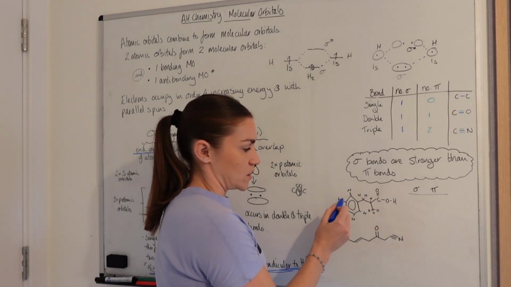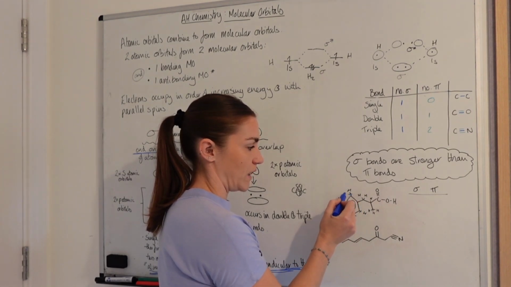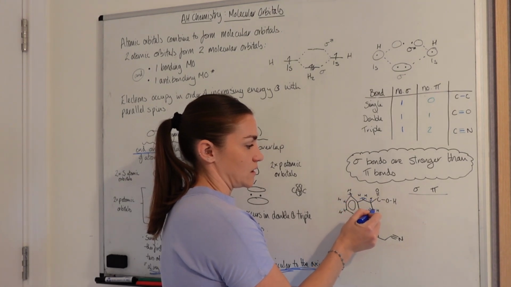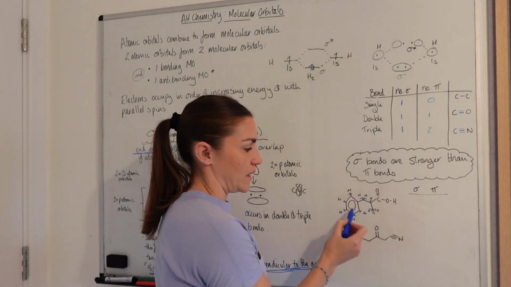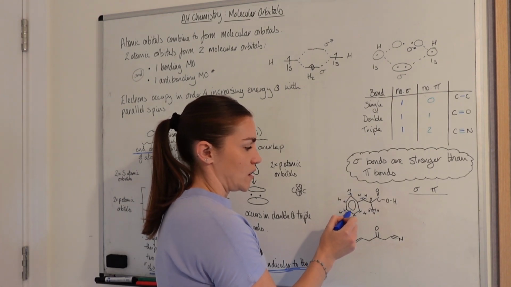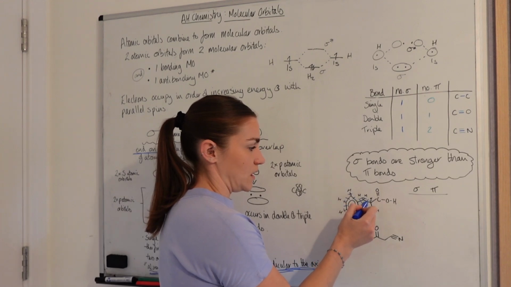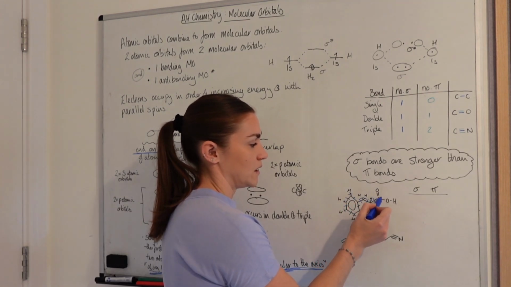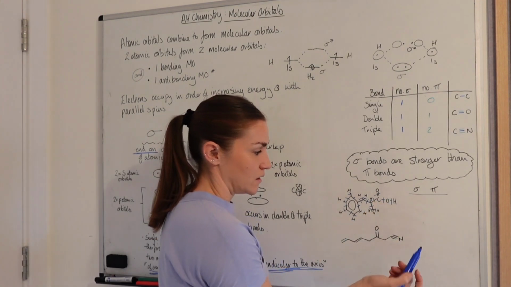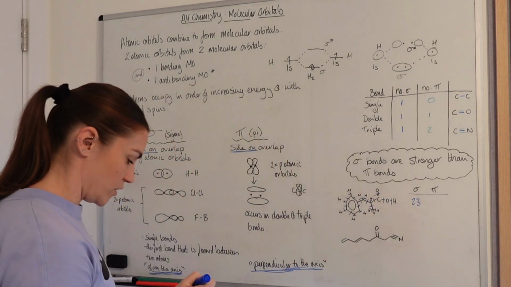So if we do the hydrogen to carbon bonds first, we've got 1, 2, 3, 4, 5, 6, 7, 8, 9, 10, 11. And then I'll go to the carbon to carbon ones. So 11, 12, 13, 14, 15, 16, 17, 18, 19, 20. We've got one there, 21, 22, 23. So we should have 23 sigma bonds in that molecule.